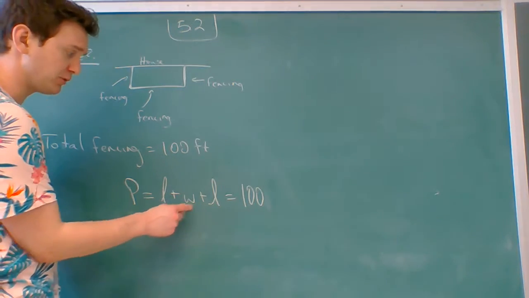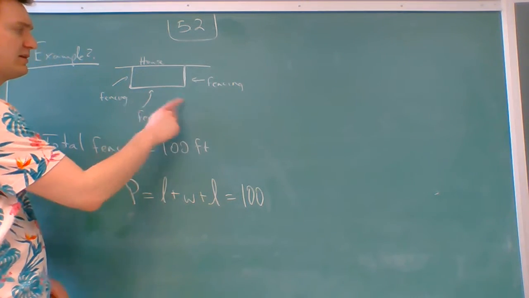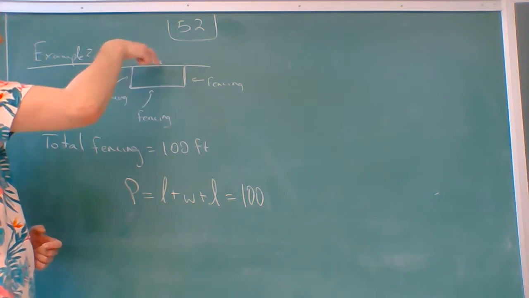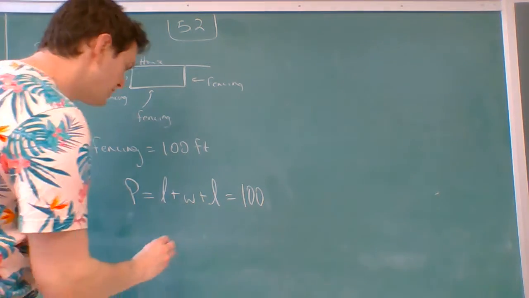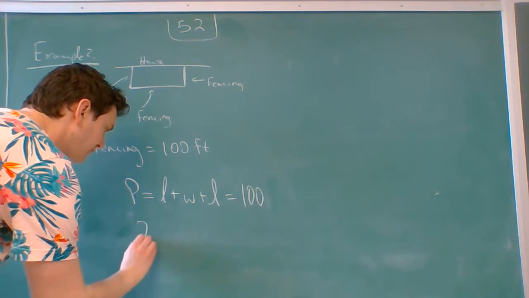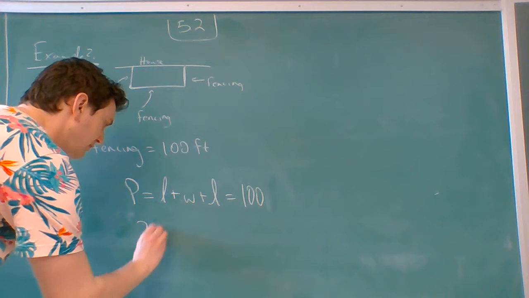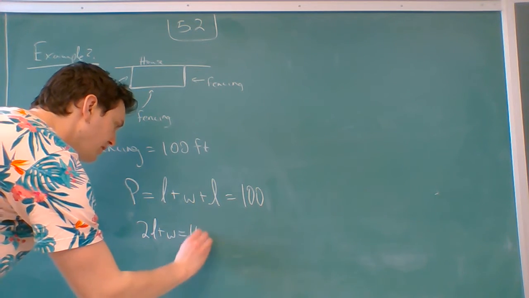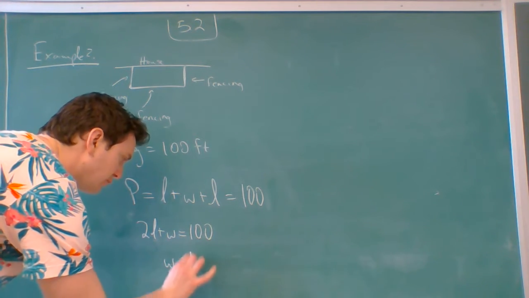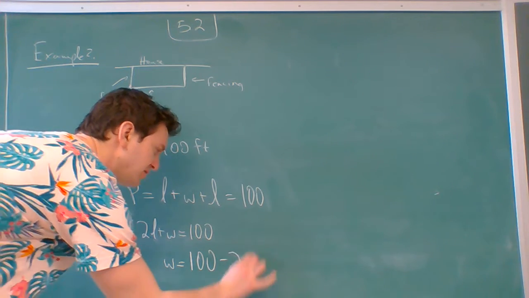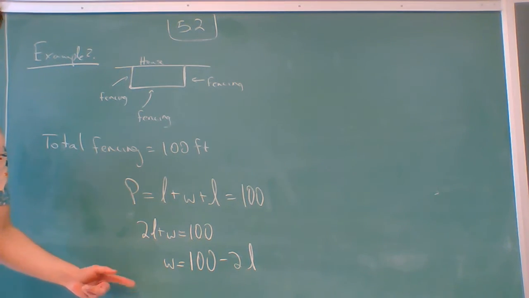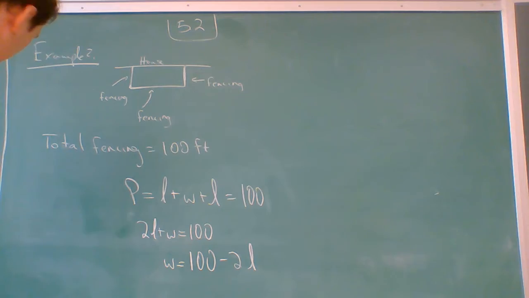You notice there's only one W, right? Because this width here, there's only one of those because the other side is bordered by the house. So we have this relationship, 2L plus W is equal to 100. So W is equal to 100 minus 2L. This is a critical step here. You're going to see why in a second.